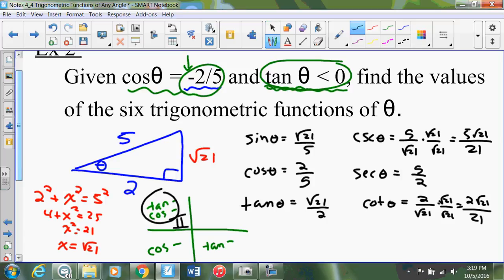So we stop and think about what the signs are for all of these 6 trig functions in quadrant 2. Well, we already said we know that cosine is negative, so we're going to have to change those, cosine and secant. We know that sine and cosecant are positive, and then we know that tan is negative, so cotan would also be negative. We'll put that on the final answer.